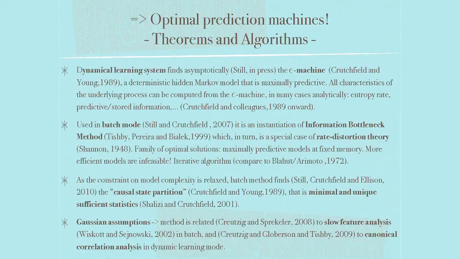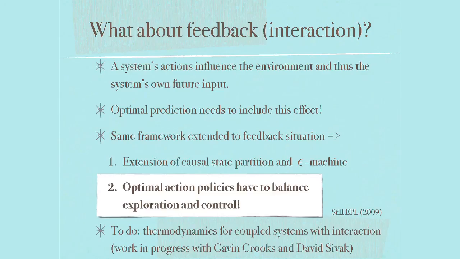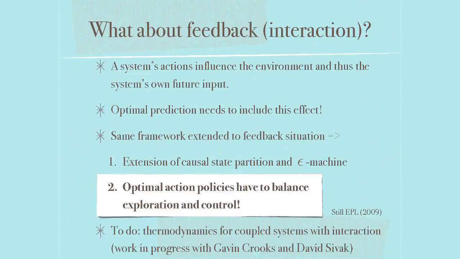And now we can go a step further and ask about, what about feedback? What if my system can interact with the environment in such a way that the actions of the system change the environment and therefore the future that the system itself will encounter? Then we can extend all of these notions of causal state partition and epsilon machines to this framework, and maybe more interestingly, we have a result that says that an optimal action policy that's optimal in the sense of prediction must balance between exploration and control. And then I want to mention that the thermodynamics of this feedback situation are not yet worked out, and we're working on this together with Gavin Crooks and also with David Sivak.